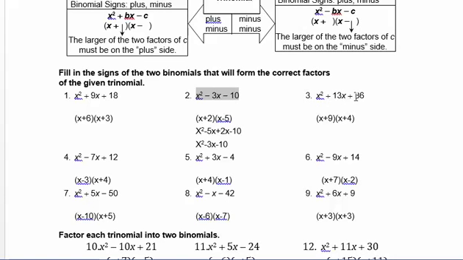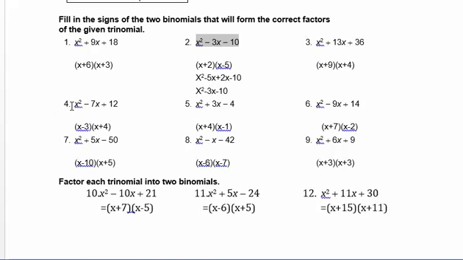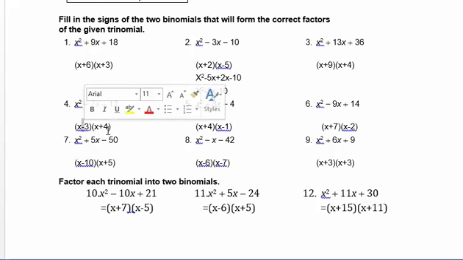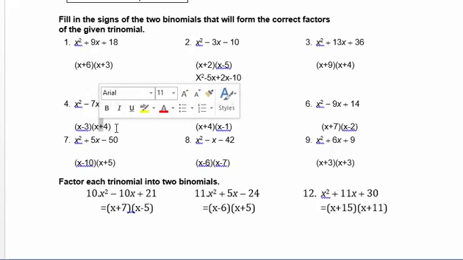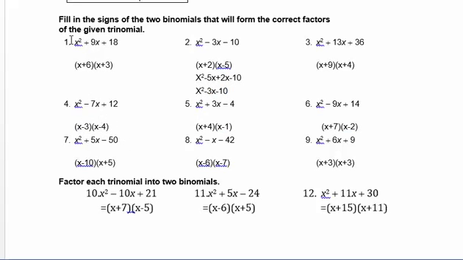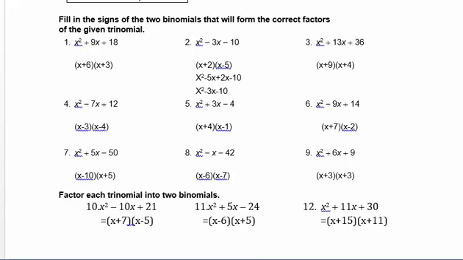Number 3 should be both pluses because the middle and the last term are plus, so this is correct. Now here's number 4. We have a minus and then a plus. When I do FOIL, when I do last times last, I have to get a positive 12. But in this example, a negative 3 times a positive 4 would give me a negative number. You need to either have plus plus or minus minus. If you have a minus for the middle term and a plus for the last term, then both of the parentheses need to be a minus sign.